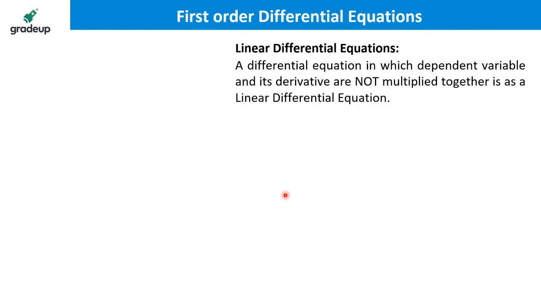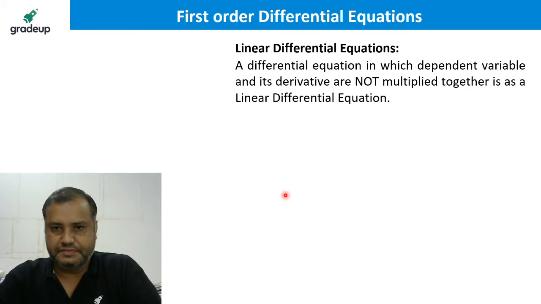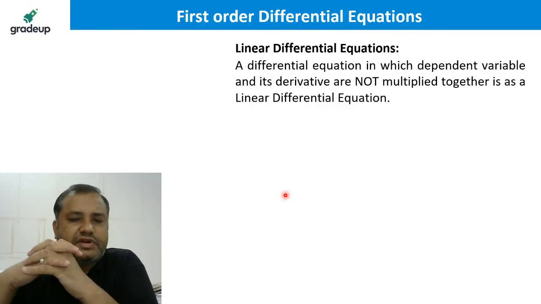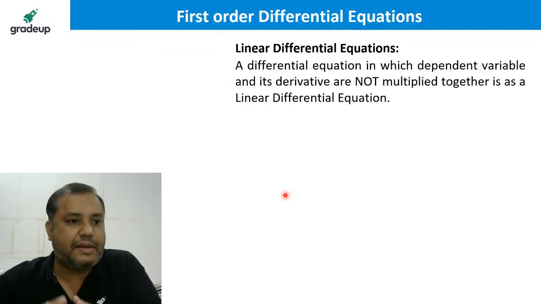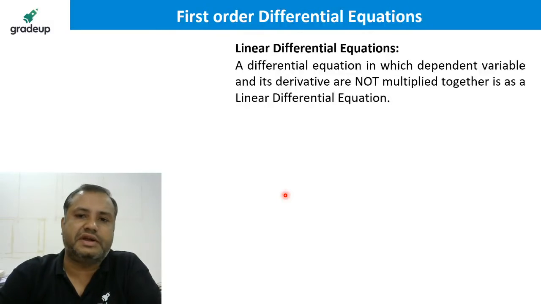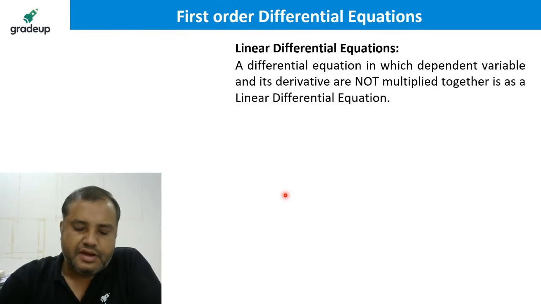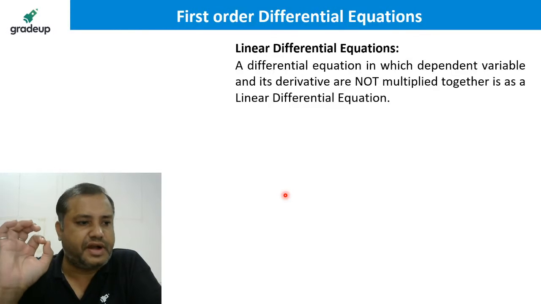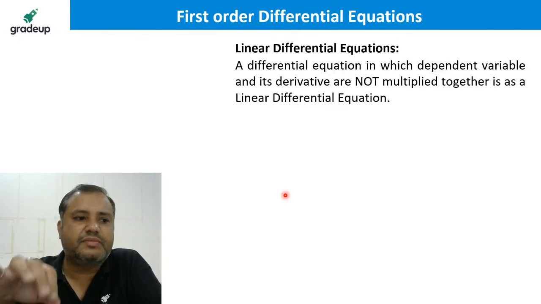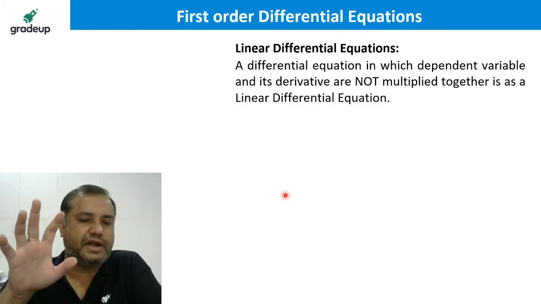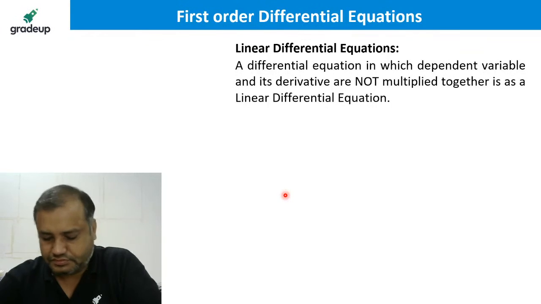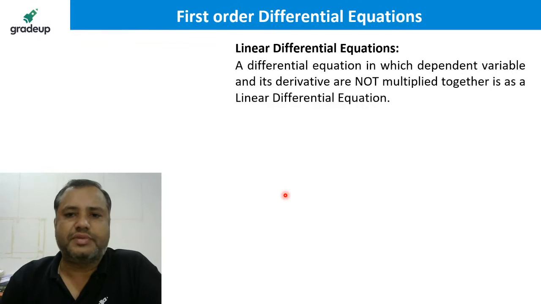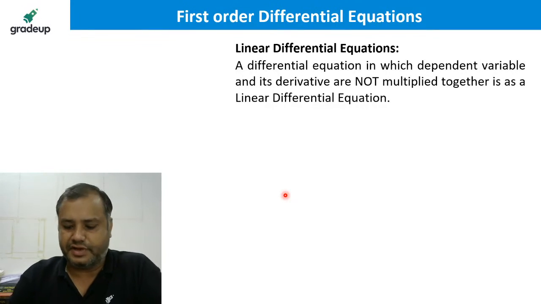Now comes the linear differential equation. So linear differential equation means an equation in which, I am telling you how to mathematically identify a linear differential equation. Dependent variable and derivative term should not be multiplied together. That is the meaning. So if dependent variable and derivative term are not multiplied together, it is called a linear differential equation.